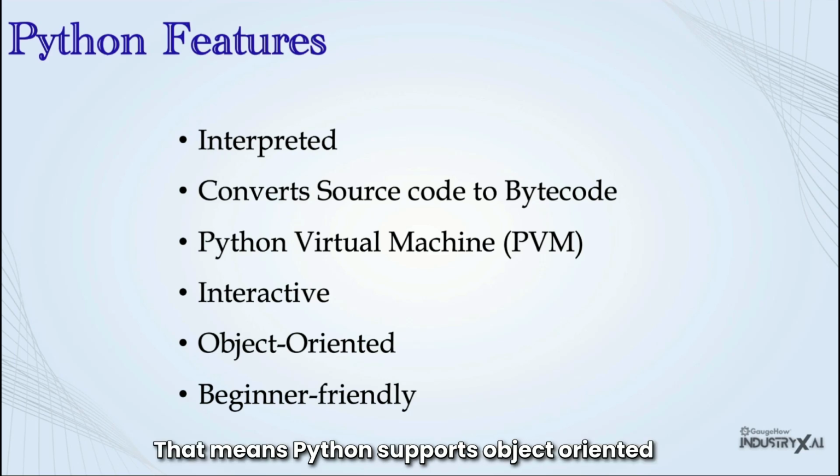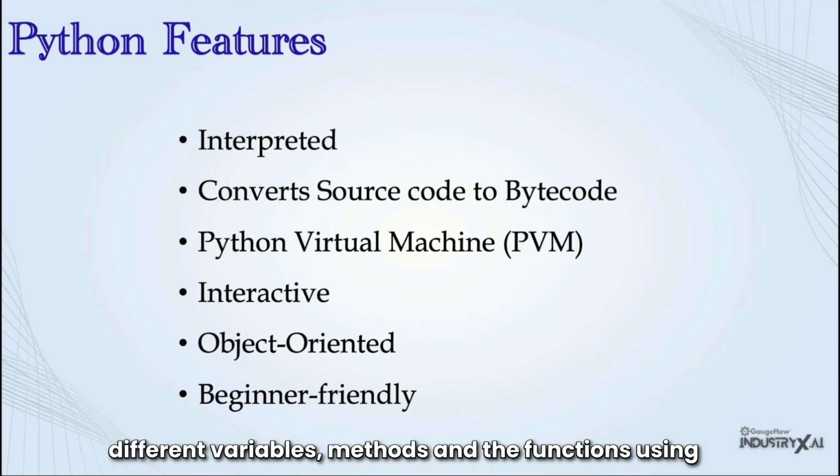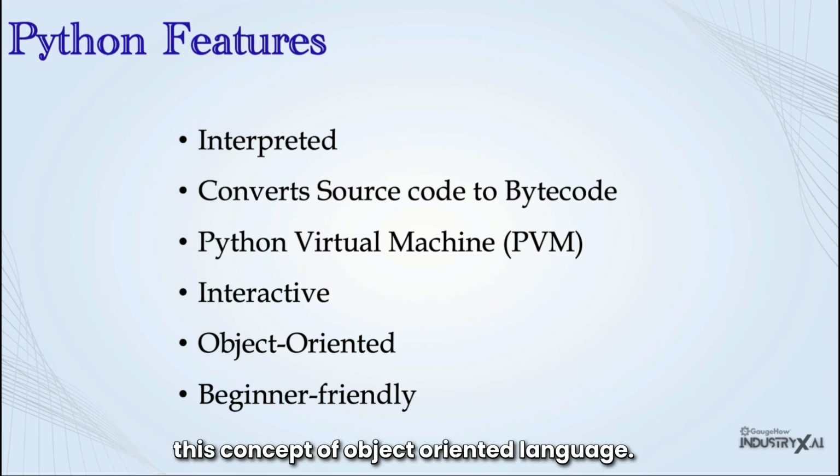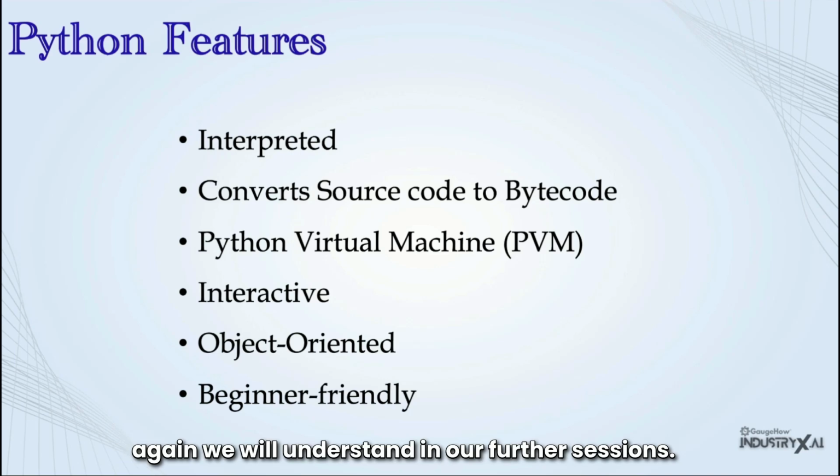Python is object-oriented. That means Python supports the object-oriented style or technique of programming that encapsulates code within objects. The meaning of object-oriented is that you may see any physical entity, living or non-living, near your environment. You can convert each entity into different variables, methods, and functions using this concept of object-oriented language. How this object-oriented language is useful, that again we will understand in our further sessions.